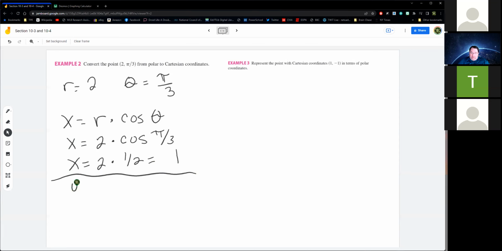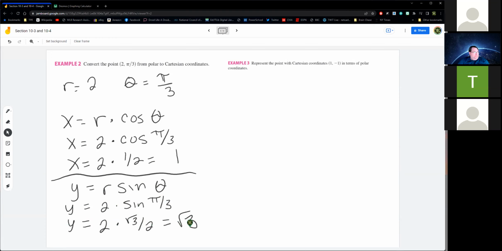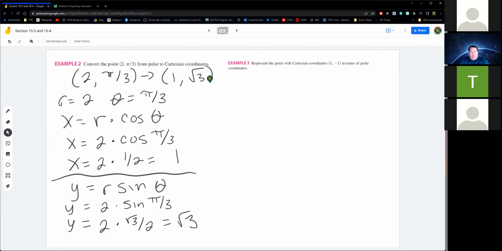Now we do our y. So y is r sine theta. So we do the same thing. It's 2 times sine of pi over 3. So it's 2 times the square root of 3 over 2. So y equals the square root of 3. So that point in polar coordinates goes to (1, square root of 3).